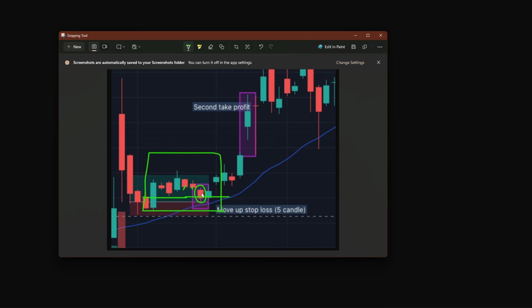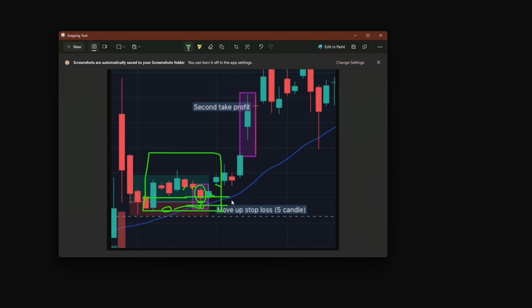2 candles to the left, 2 candles to the right. They're isolated. The lows of these candles are higher than this candle's low, which is right here, which means this is a higher validated low. Okay, so at this point, this stop loss down here gets moved up. So this becomes the new stop loss for the entire position.